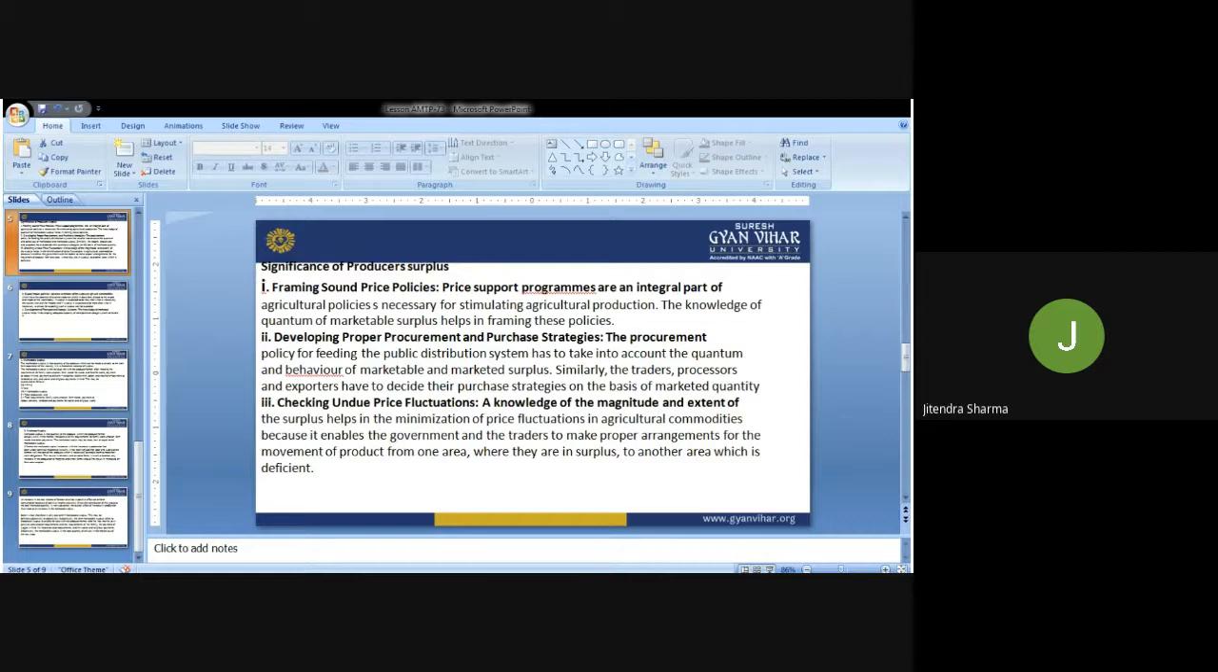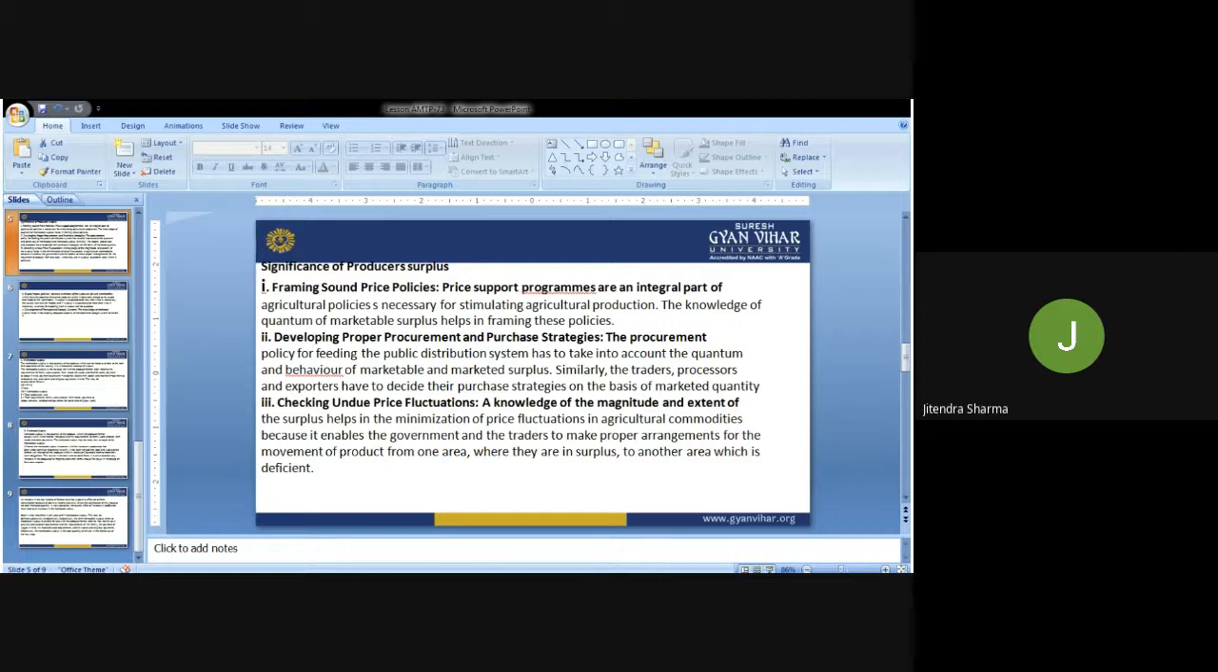strategy. The procurement policy for feeding the public distribution system has to take into account the quantum and the behavior of marketable and marketed surplus. Similarly, the traders, processors, and exporters have to decide their purchase strategy on the basis of the marketed quantity, that is, how much we actually have.